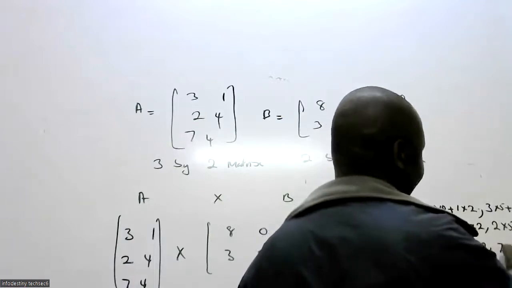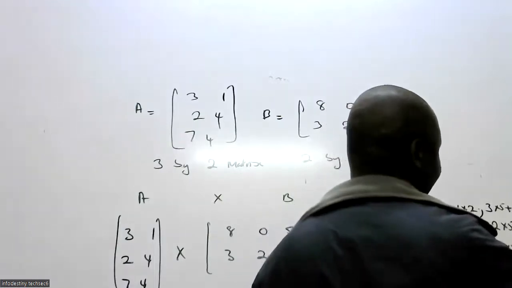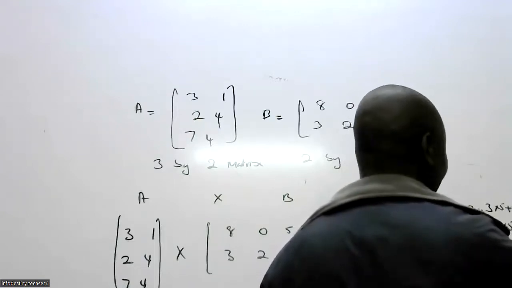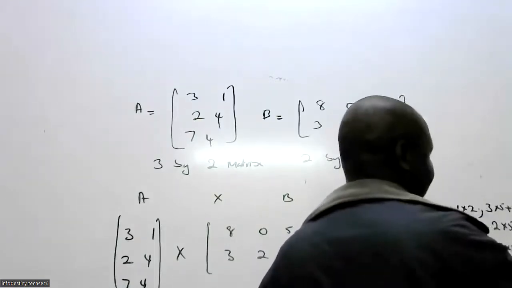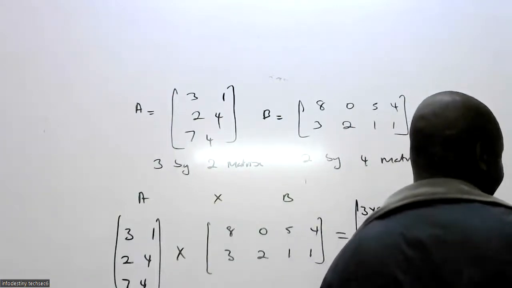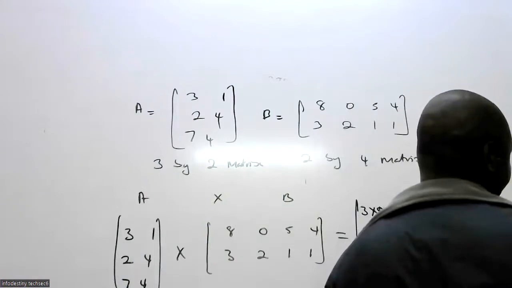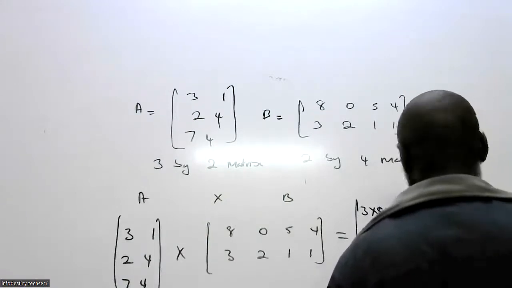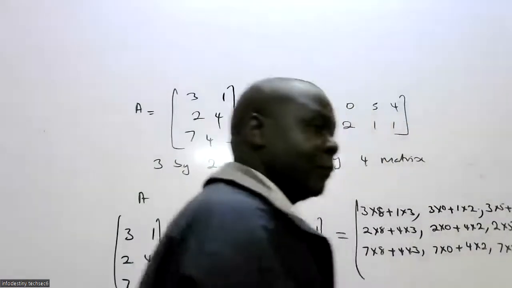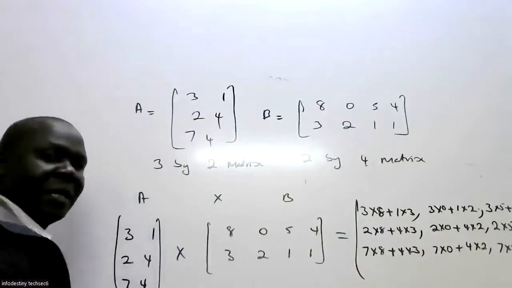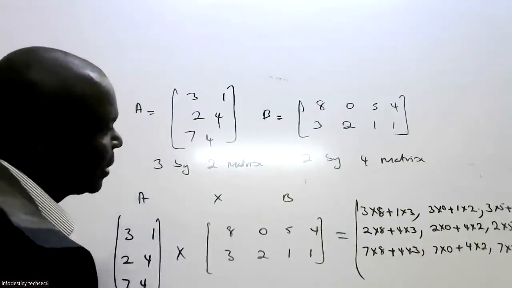Plus 7 times 5 plus 4 times 1. 7 times 4 plus 4 times 1. Get together? Then that's going to give us the new matrix. What is our new matrix?